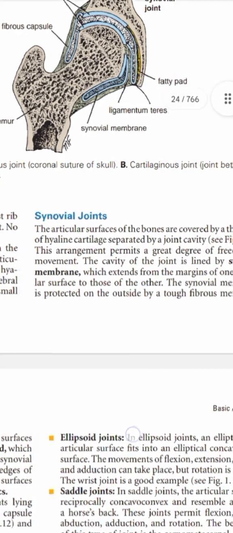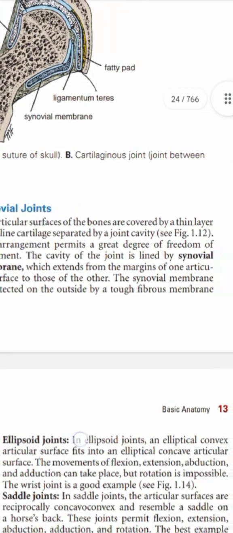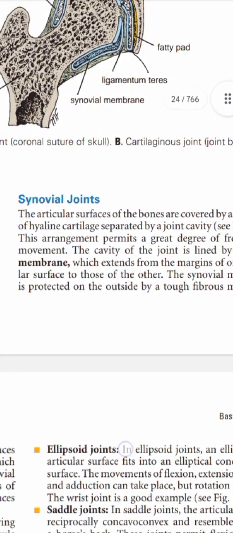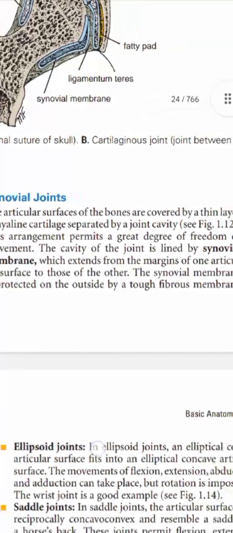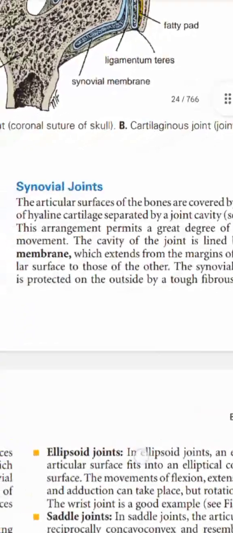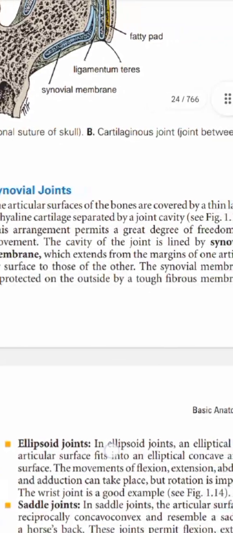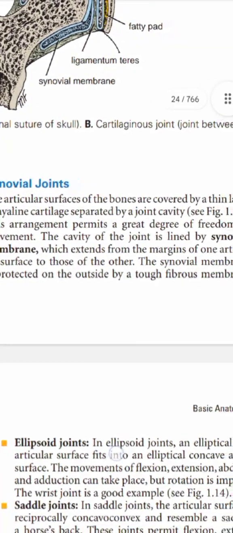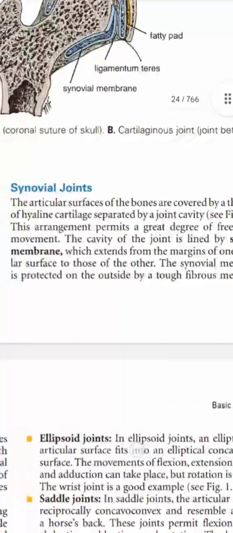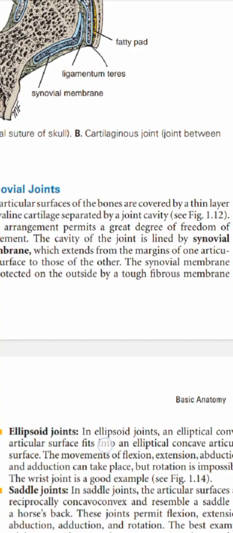Synovial joints. The articular surfaces of the bones are covered by a thin layer of hyaline cartilage separated by a joint cavity. This arrangement permits a great degree of freedom of movement. The cavity of the joint is lined by synovial membrane, which extends from the margins of one articular surface to those of the other. The synovial membrane is protected on the outside by a tough fibrous membrane.